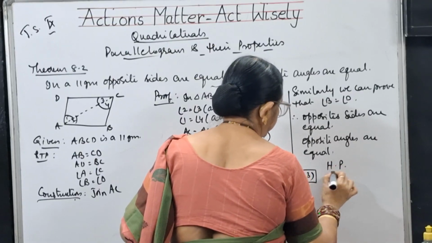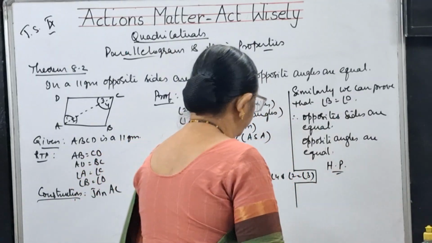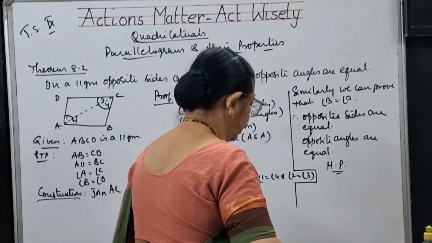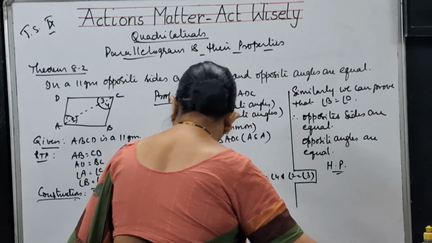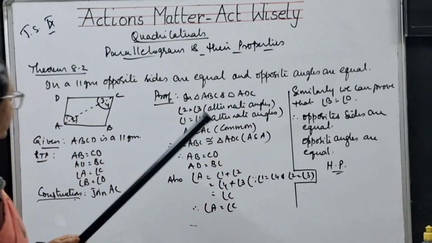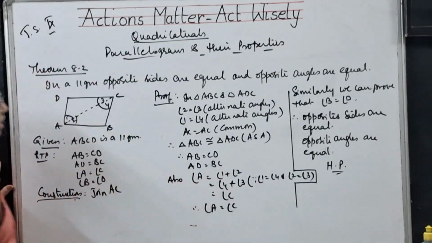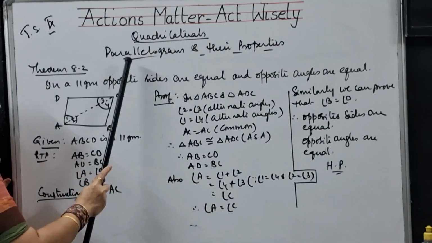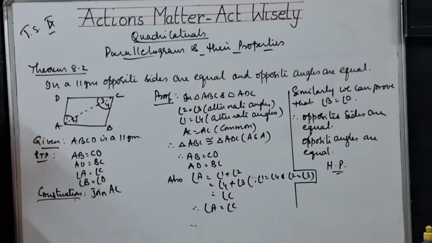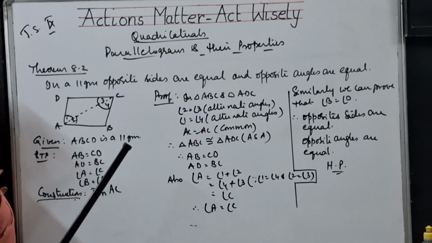Proved. We have proved it in this way, children. So, once again, I'll explain it to you. See, in a parallelogram, opposite sides are equal and opposite angles are equal. This is a property. We are talking about the parallelogram and its properties. This is one of the properties.